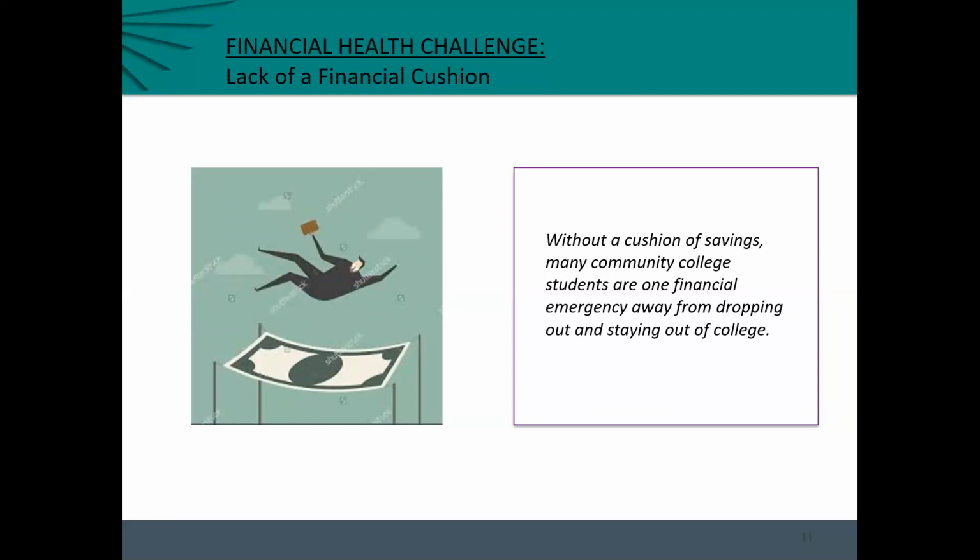Again, we're thinking about individuals that are juggling multiple responsibilities, and being able to accumulate an adequate reserve of savings to draw upon is really difficult. We did some surveying of community college students and found that compared to their counterparts enrolled in college full-time, students enrolled in college part-time are less likely to save on a regular basis.